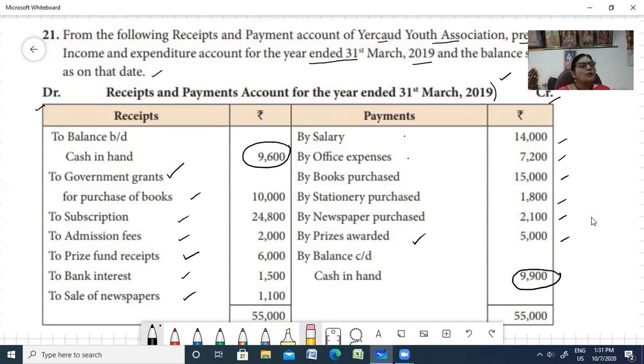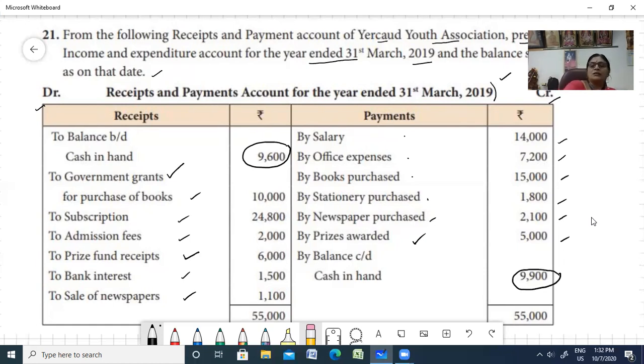Now you have some books purchased. Books purchased is actually an asset, isn't it? So books purchased will go to your asset side. Then stationery purchase is an expenditure. You have opening balance and closing balance given. Then you have to add your purchase, and that will come in your expenditure side. That is your stationery consumed. Remember the second adjustment that I taught you. Now newspaper purchase is, of course, going to come to your expenditure side.